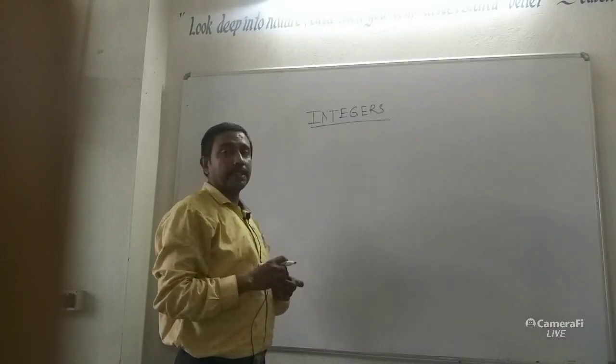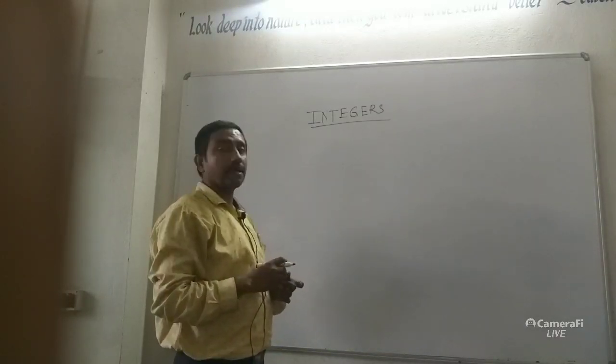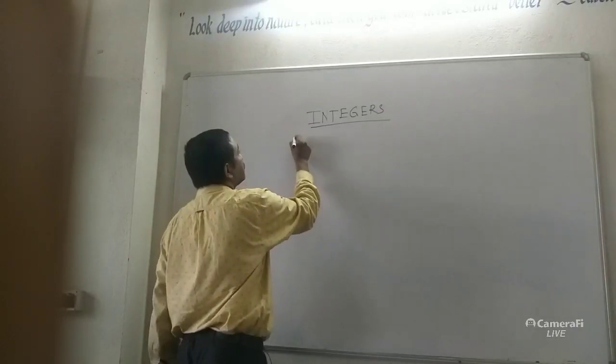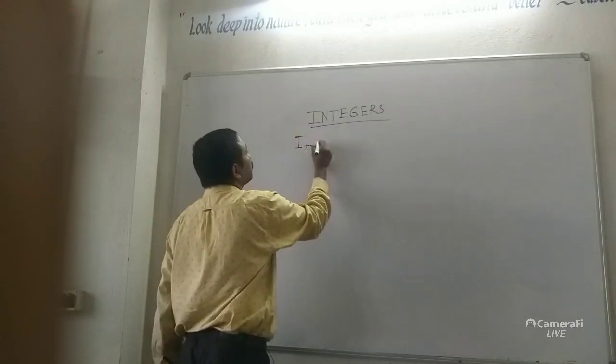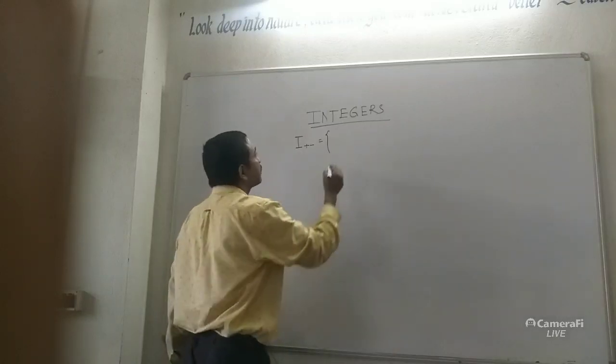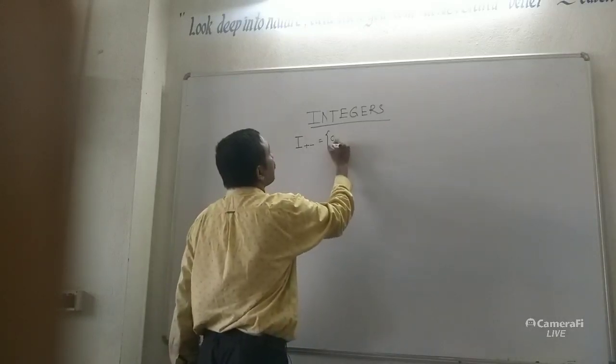Today I will discuss integers. This is the first chapter of class 7. So first I discuss what integers are in set form. This set is always written in curly brackets. In higher classes you will know about it.